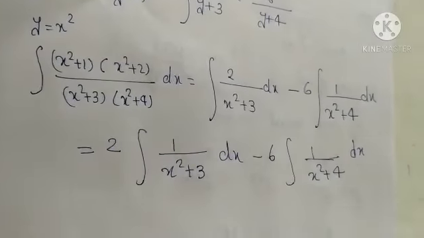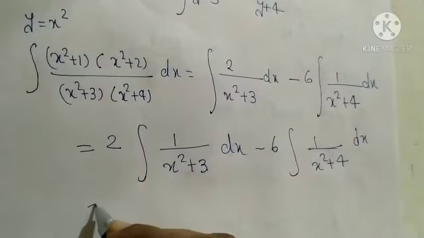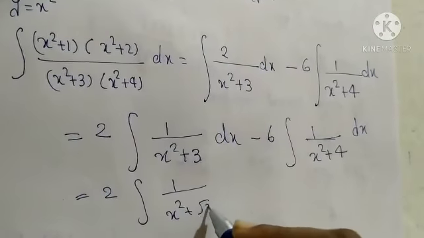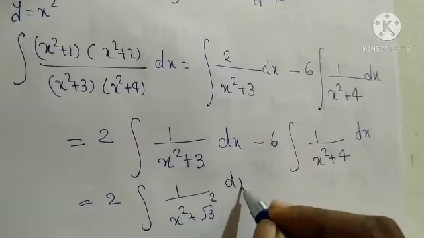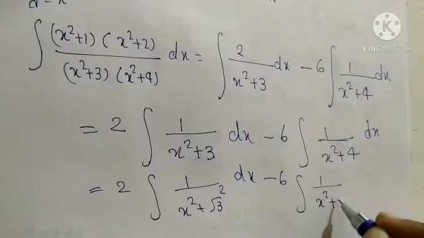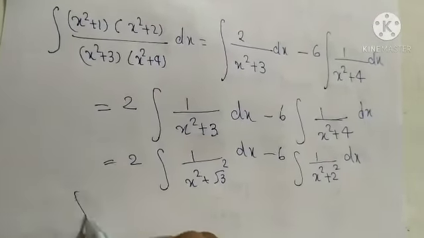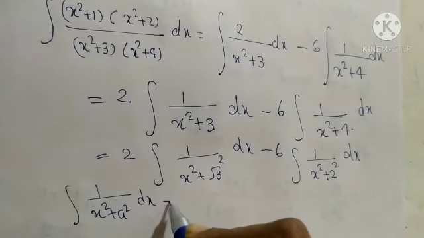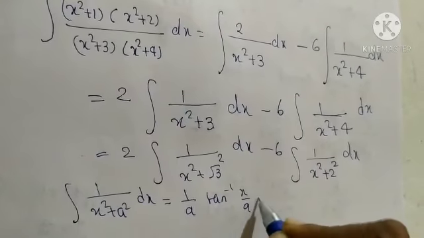Okay, so next I am going to convert this 3 into square form, that is this can be written as x square plus root 3 square. Root 3 square is also same as 3, right? dx minus 6 integral 1 divided by x square plus, this 4 can be written as 2 square. And we know that the standard integral of 1 divided by x square plus a square dx is equal to 1 by a tan inverse x by a plus c, right?